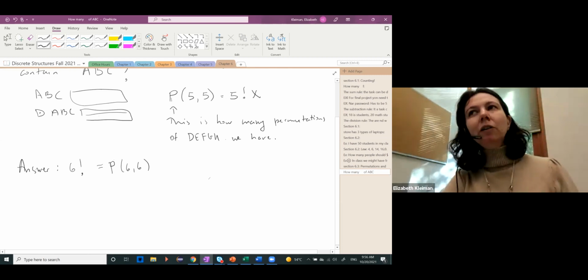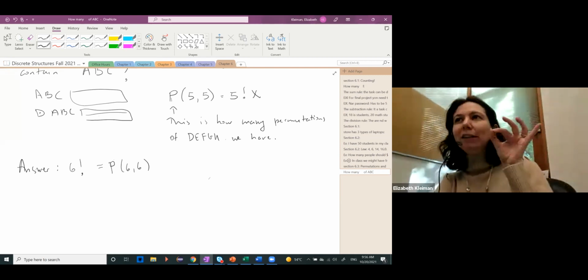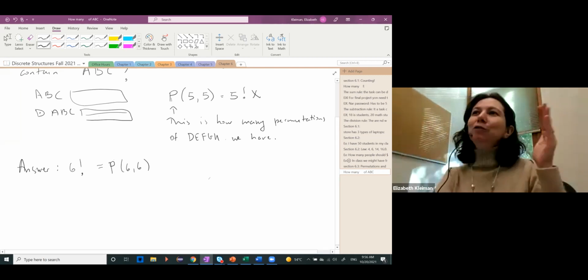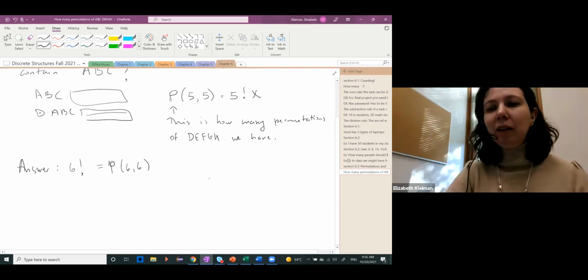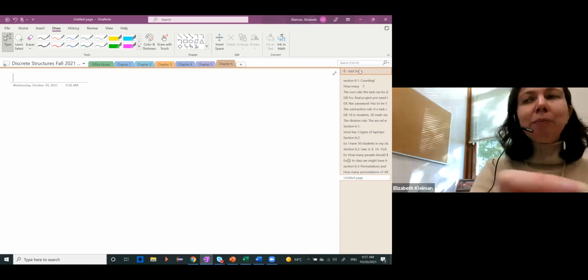So it has to include all the letters, but as soon as I decide where A goes, I directly put BC after it. So for me, ABC comes as one letter. Okay. So this is how permutation works.